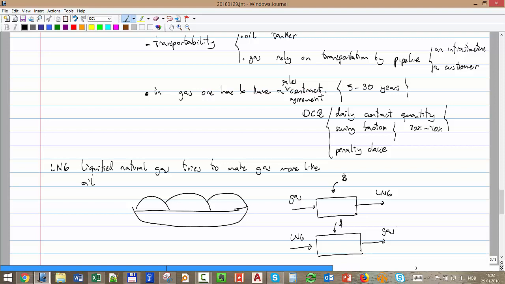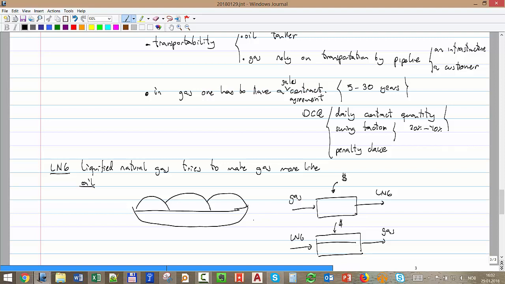So LNG is a way to make gas more like oil, but still it's not perfect. It's not like simply anyone can take it, because oil, you put it in a tanker, you don't have this intermediate process, and you just put a pump and suck it from the tanker, okay? In this case, you need a whole plant to make that conversion, okay?